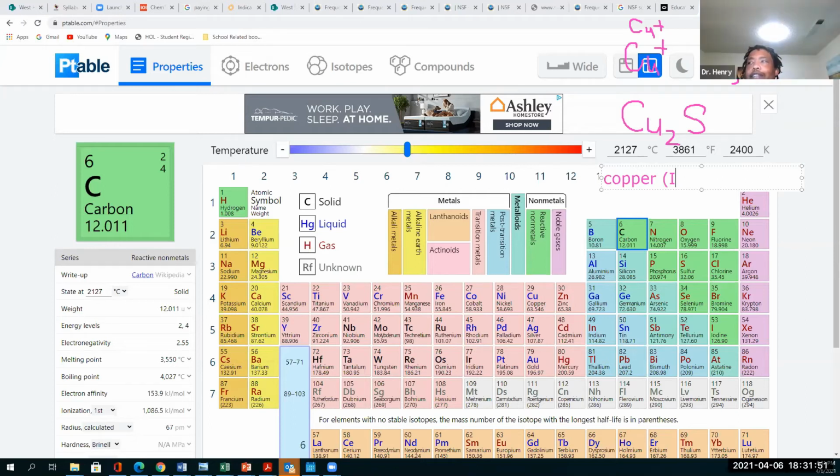I know, but you still want to specify, because if you just say copper sulfide, is that copper 1 sulfide? Is that copper 3 sulfide? You have to tell me. You have to specify copper 1 sulfide then. Okay.